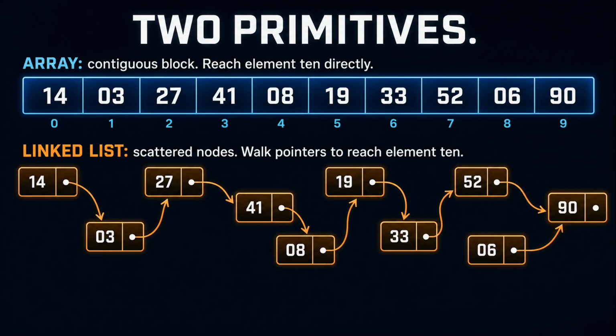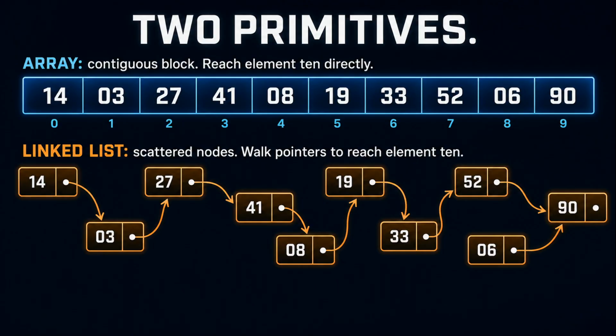Most data structures you use every day are built on top of two primitives. The first is the array. One contiguous block of memory holding values of the same kind, end to end. Reaching the 10th element does not involve walking past the first 9. The runtime knows where the array starts, knows the size of each element, and computes the address directly. Constant time random access.